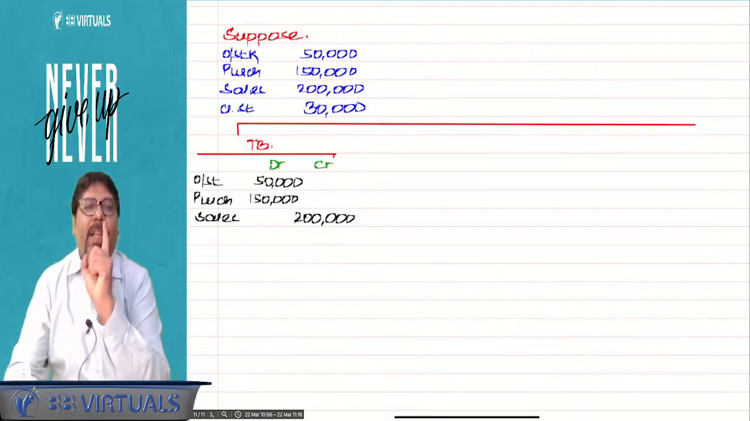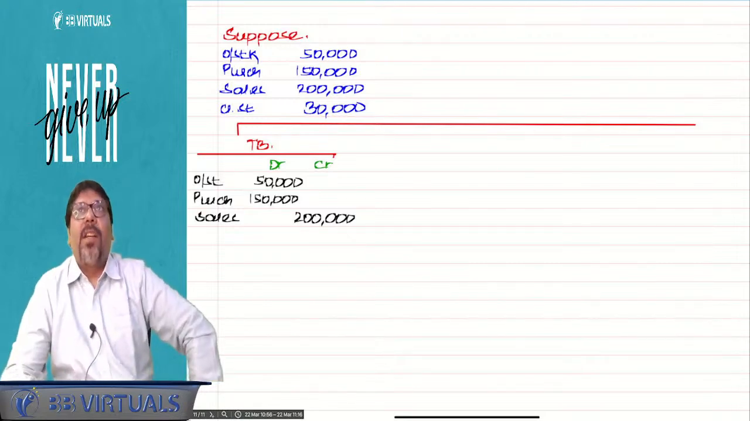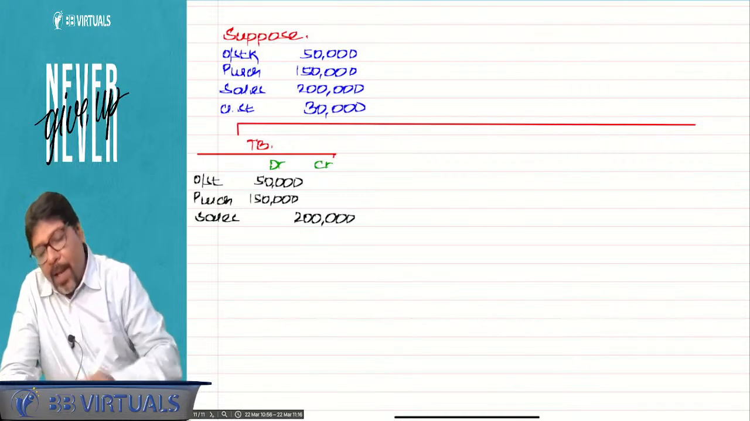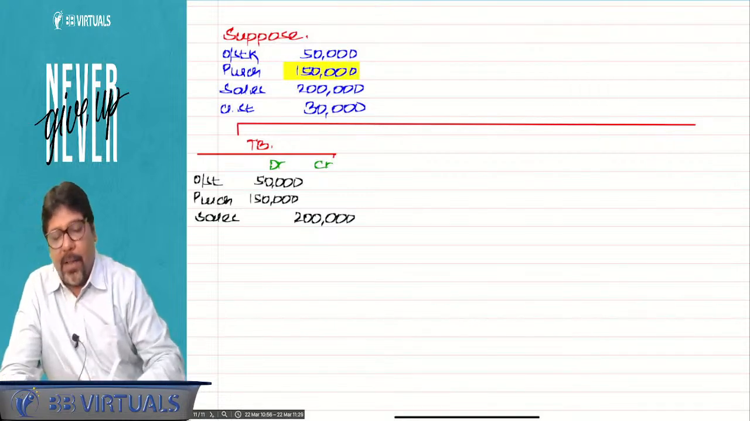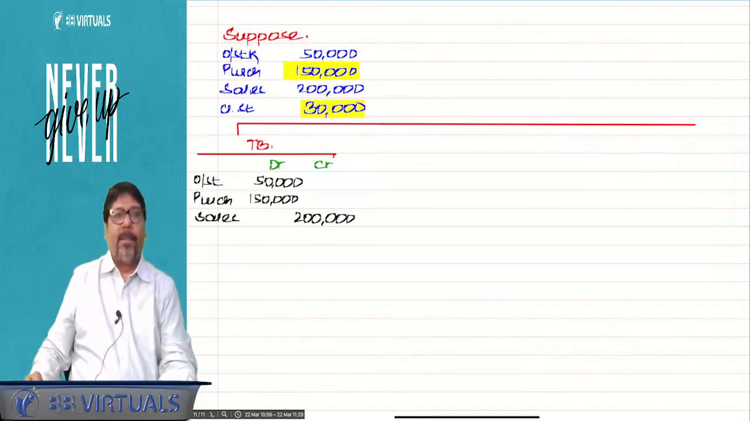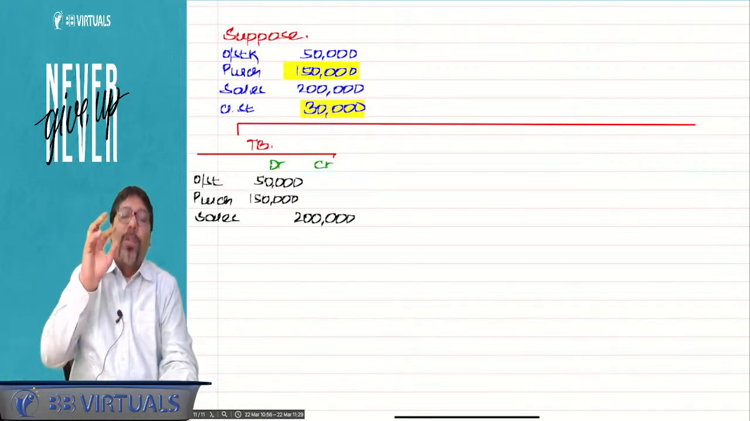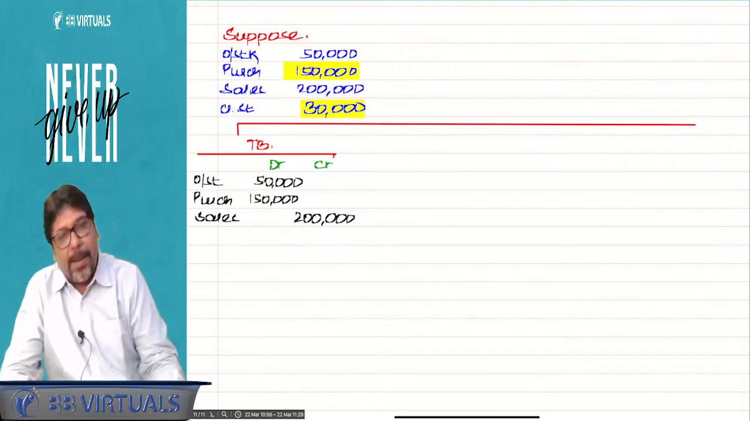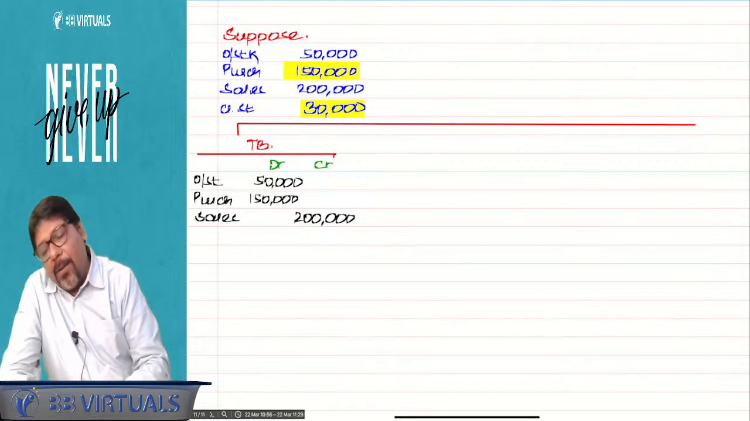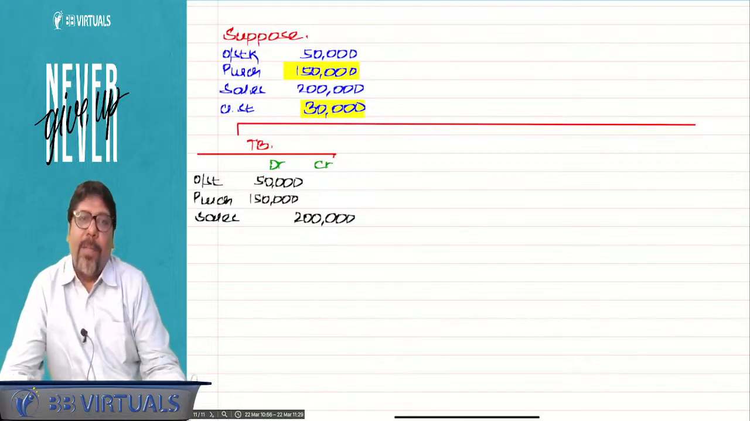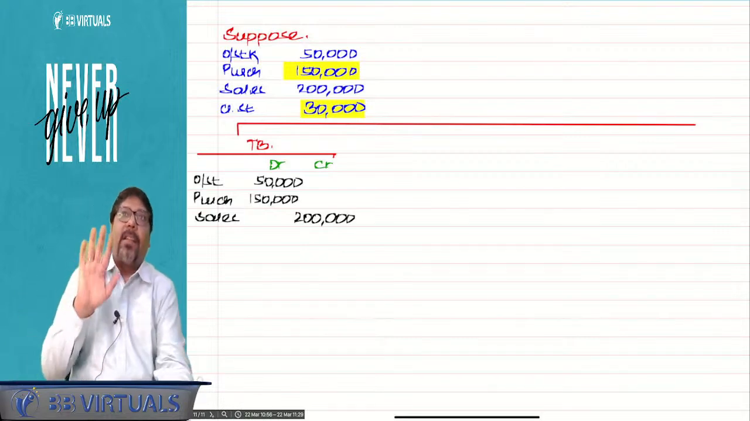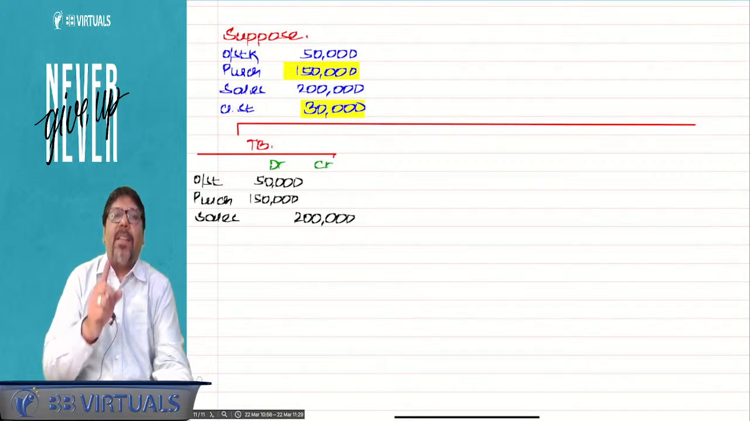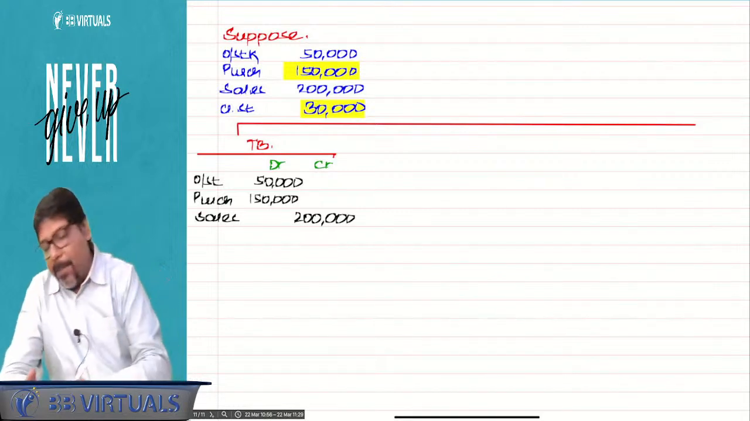Out of this 150, how much is expenditure? Sir, 1,20,000 is expenditure. How do you know 120 is expenditure? Sir, because out of this purchase of 150, 30 you have not sold. Okay. That means goods costing rupees 1,20,000 you have sold. That means out of this 150, 30 is unsold. So how much benefit have I derived? Out of 150, the benefit of 30 you have not derived. That means 150 minus 30, the benefit of 120 you have derived.